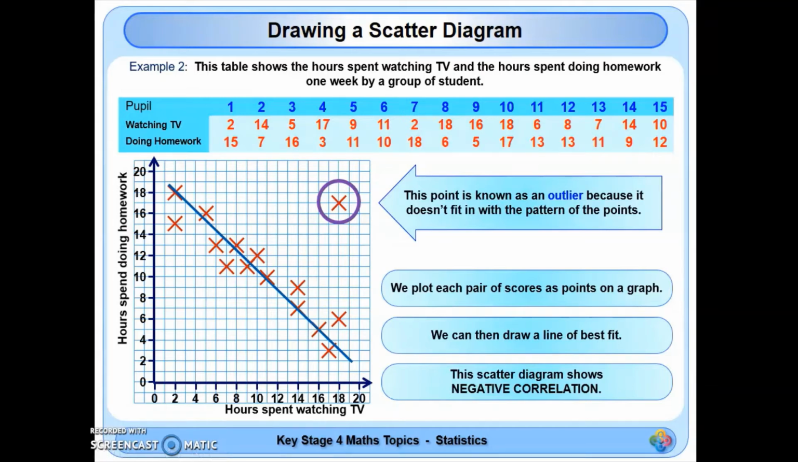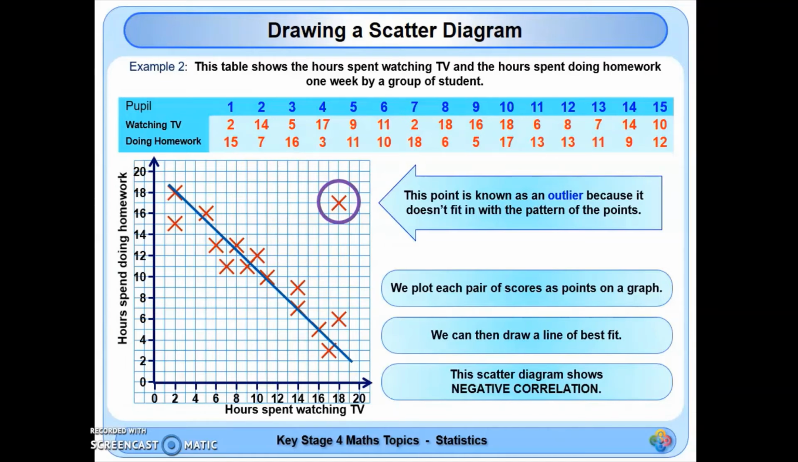If I were asked a further question and I wanted you to estimate how many hours watching TV did a student who did 10 hours of homework, we could use the graph to find that. 10 hours of homework, I could draw my line across until I meet the line of best fit, which is here, and read down onto my other axes, and you can see it's round about 10.5 hours, maybe 10 hours and 20 minutes or so as an estimate for a student who did 10 hours of homework.